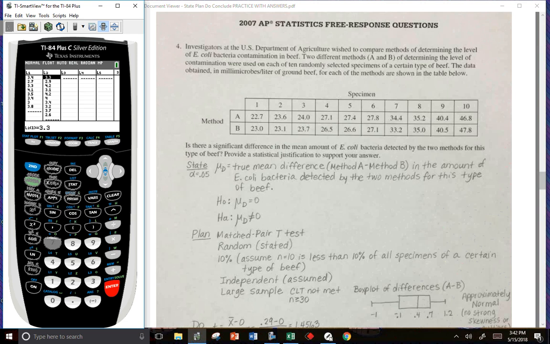Are we good? FRQ can be done in pen or pencil. Is that what you're asking? Multiple choice has to be pencil on the bubble sheet. FRQ can be pen or pencil for stats.